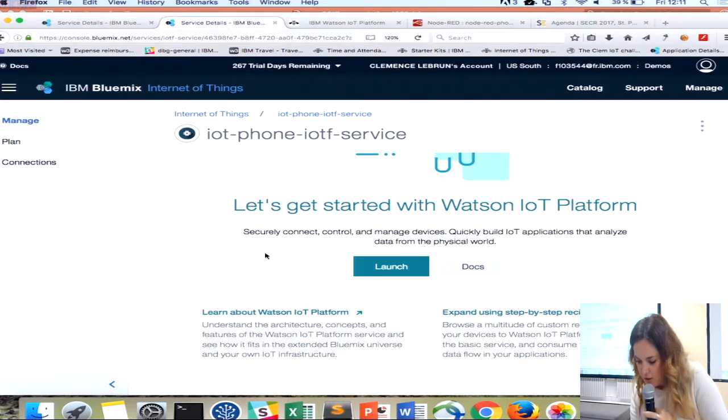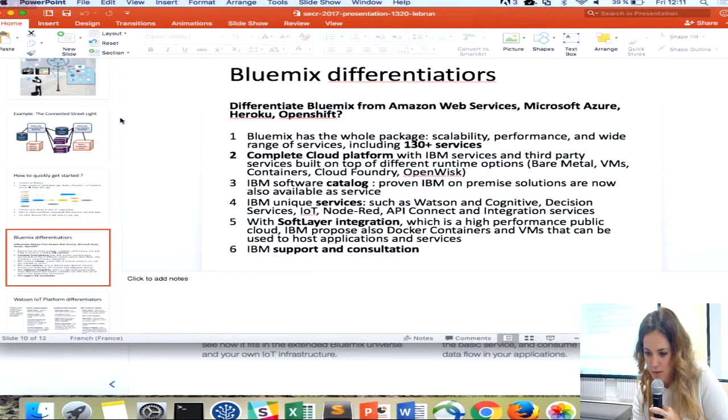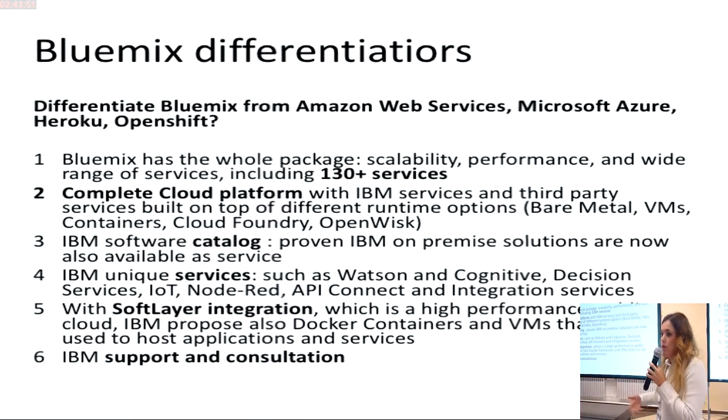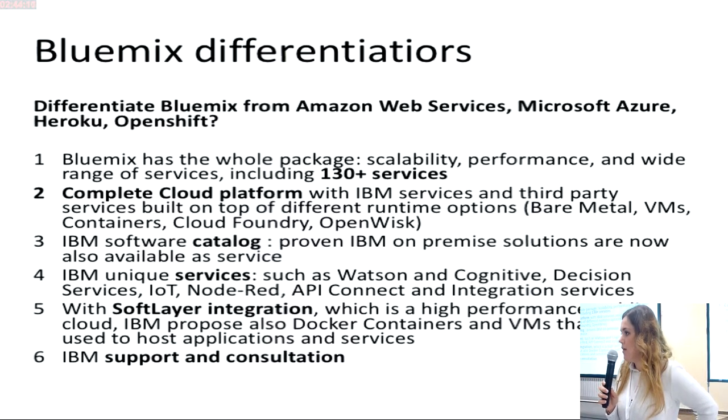But just to finish, what are the key differentiators of Bluemix and the Watson IoT platform, because it's actually part of the IBM Cloud platform, is the number of services available on the platform that you can connect to the Watson IoT platform. It's up to 130. You have third-party services, IBM services, community services. When I say services, it's APIs. And you also have the famous Watson cognitive APIs that you can connect directly to your IoT app.